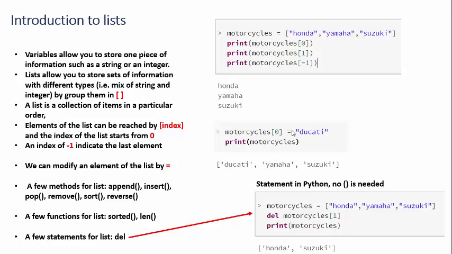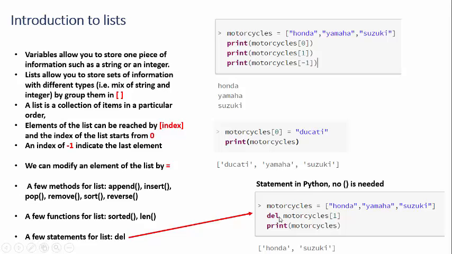For a list, we can also use a Python statement. A Python statement is not a Python function. For a Python statement, we do not need to have the parentheses after the keywords.